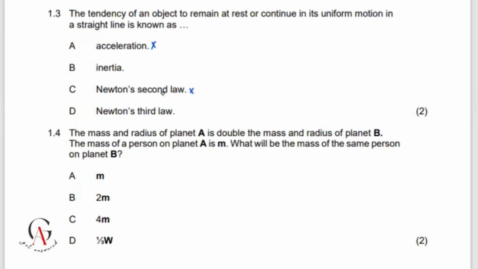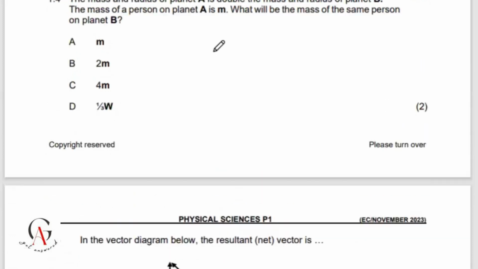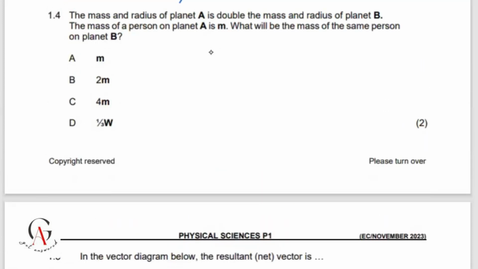This is second law, this is third law. So what is linked to Newton's first law is inertia, the willingness or the unwillingness of an object to move. That's inertia.